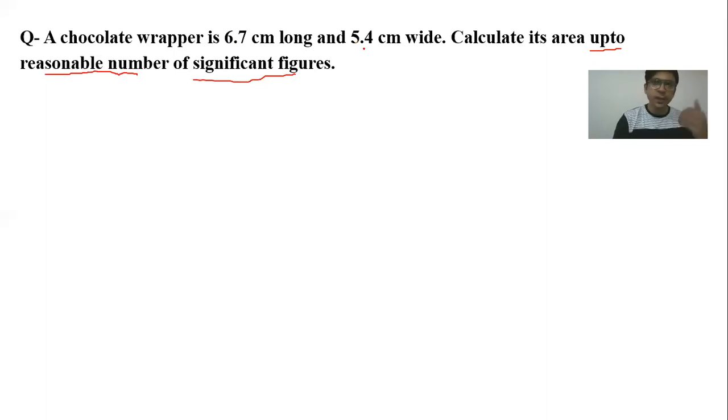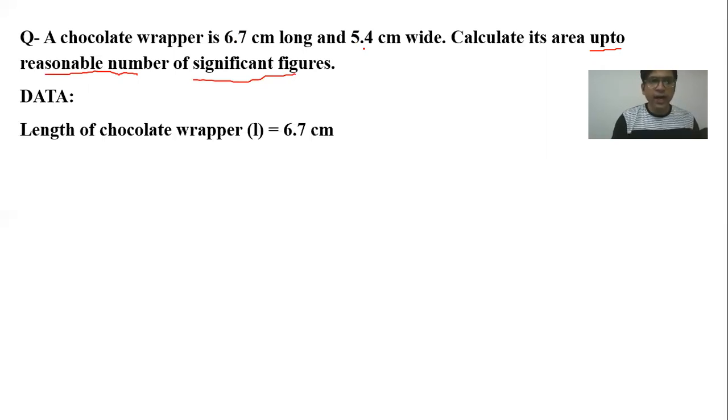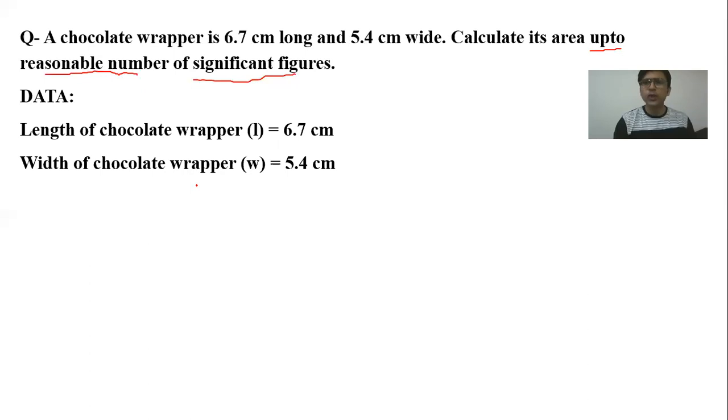The procedure for solving a numerical is, first we have to write the data. In the data, first of all, the length of the chocolate wrapper, which is represented by L, is 6.7 centimeter. Then the width of the chocolate wrapper, which I have represented by W, you can also represent it by B. There is no issue because width and breadth are the same thing. So W, the width of the chocolate wrapper, is 5.4 centimeter. And we have to find the area. This is our data.